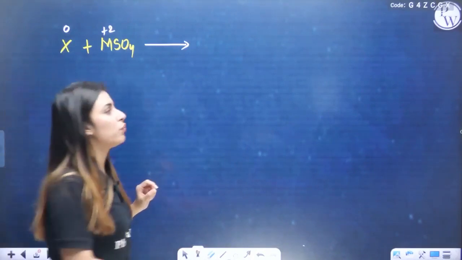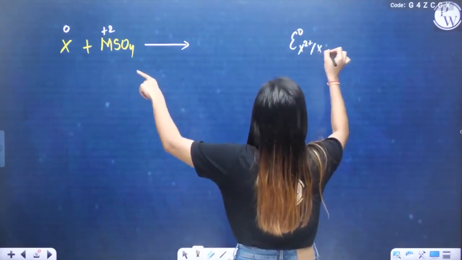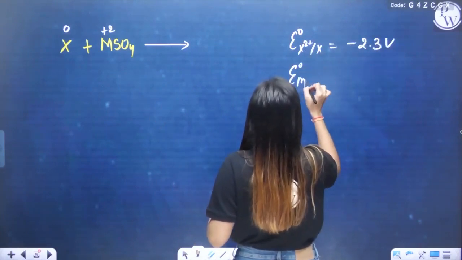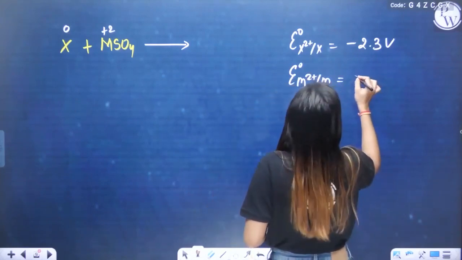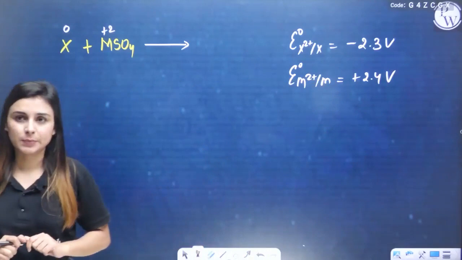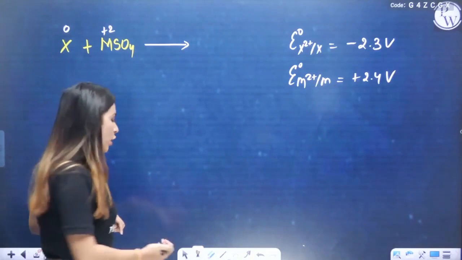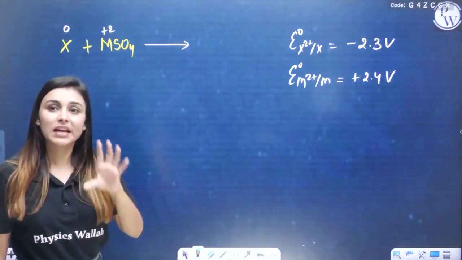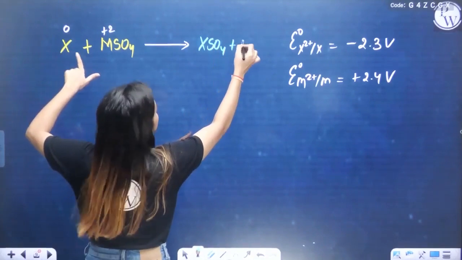I am giving you a few values which you need to understand. You have E naught of X2+ to X equal to, let us say, minus 2.3 volt, and E naught of M2+ to M equal to, let's say, plus 2.4 volt. Now you have to understand this part. I want to ask whether this reaction will take place or not. Let's assume that this reaction is taking place. Then the reaction would be XSO4 plus the metal.